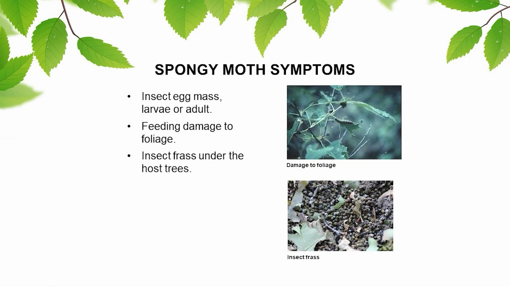Spongy moth symptoms. Symptoms indicating a spongy moth infestation are usually obvious. The spongy moth itself can be seen in the egg mass, larvae, and adult stages of their life cycle. During the larvae stage, they feed extensively on the foliage of host trees. When high populations of spongy moth larvae are feeding, frass may be seen under the host trees.